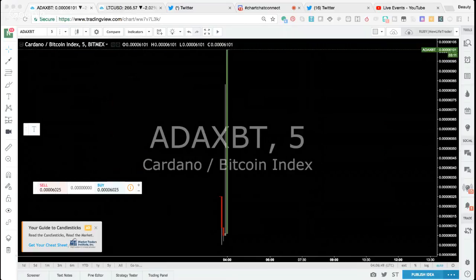I love seeing new products come alive. And I had thrown out a couple tweets and put some things over at their Telegram to congratulate them, but welcome, okay, to the ADA XBT pair on BitMEX.